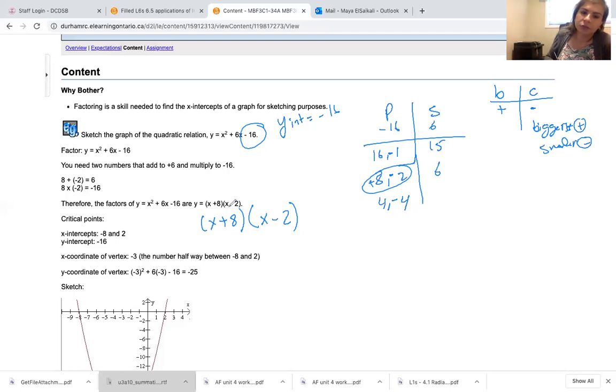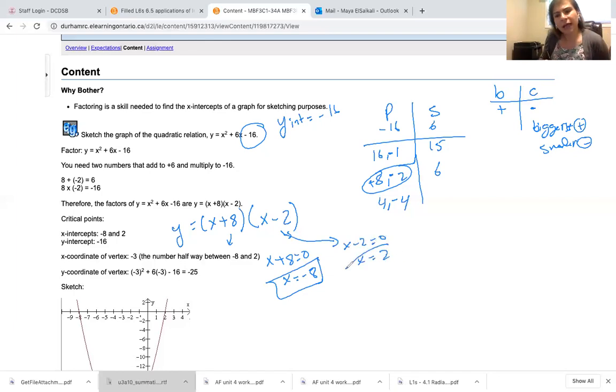Good. So far I know a few points. I know the y-intercept. Remember that from the factored form, you can find the x-intercepts by setting each factor equal to 0. So you set x plus 8 equal to 0, which means x equals negative 8. Then you set the other one equal to 0, then x equals 2. So I found the x-intercepts: negative 8 and 2, and the y-intercept at negative 16.